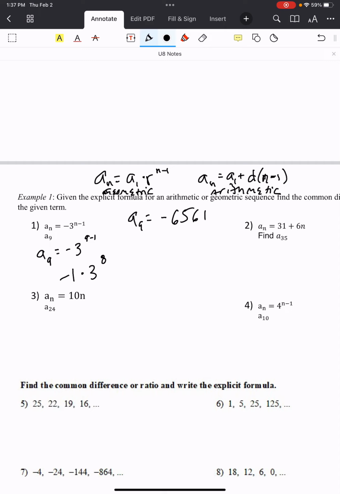The one with multiplication is our geometric. The one with addition is our arithmetic. So for the practice on this first one, a sub 1 was negative 1. And what is our common ratio?